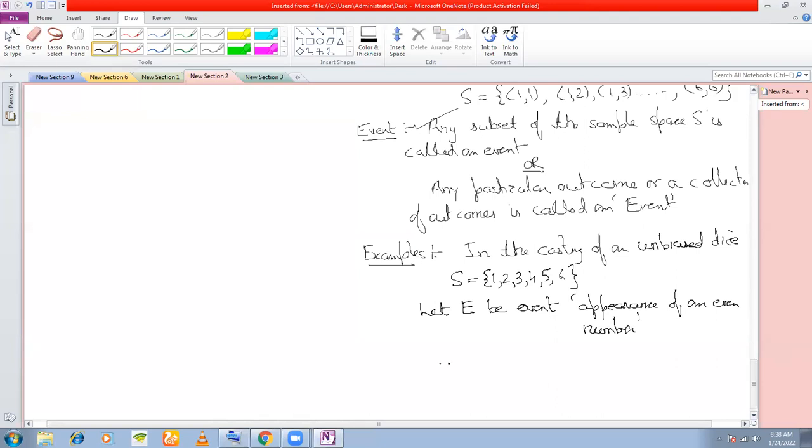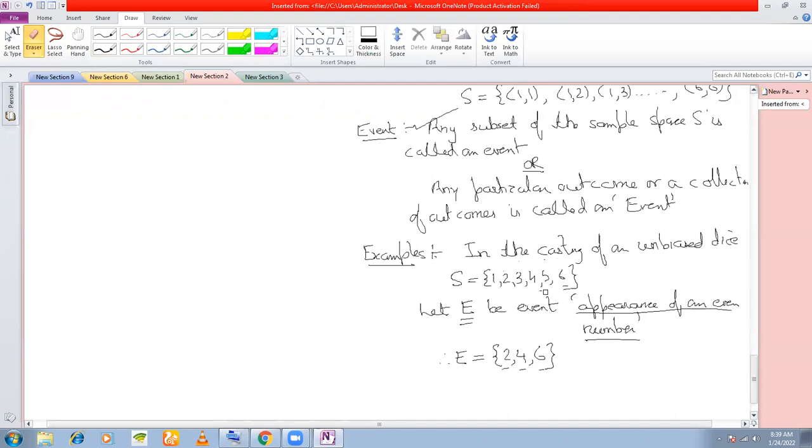If I define this event E as appearance of an even number, then what is E? Either you can get a 2 or a 4 or a 6, right? Each one here is an outcome. And what do you see? You're getting a collection of outcomes, 2, 4, and 6. So any particular single outcome may be called an event, or a collection of outcomes can also be called an event. Clear?